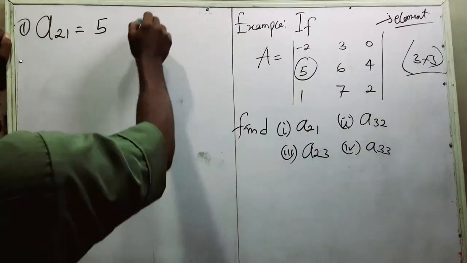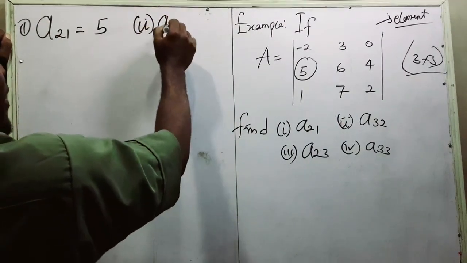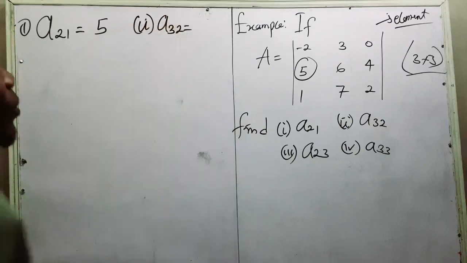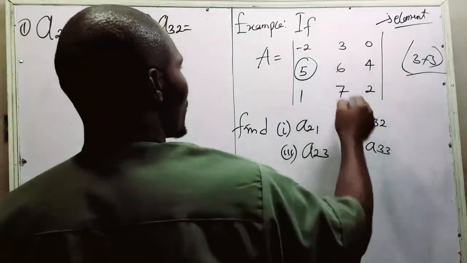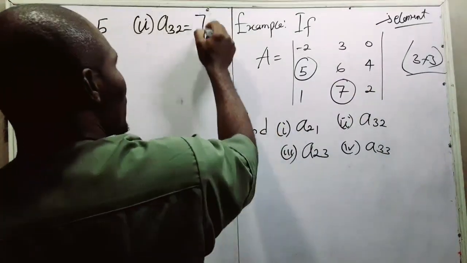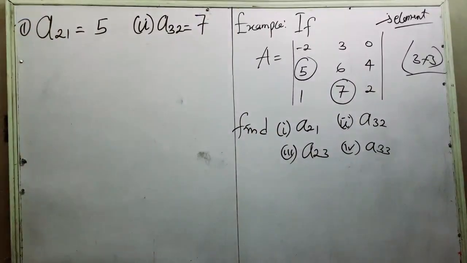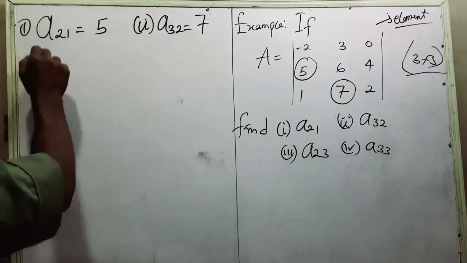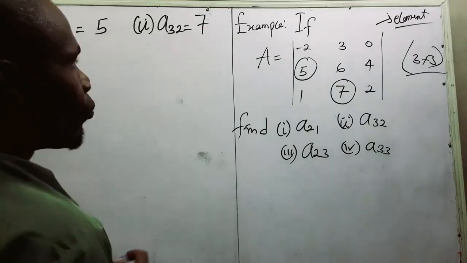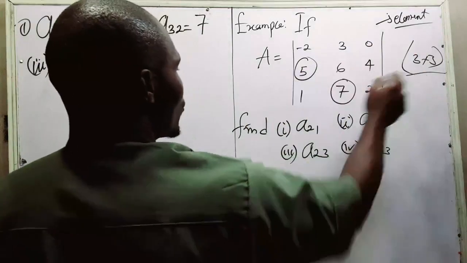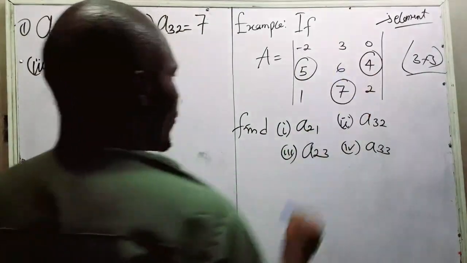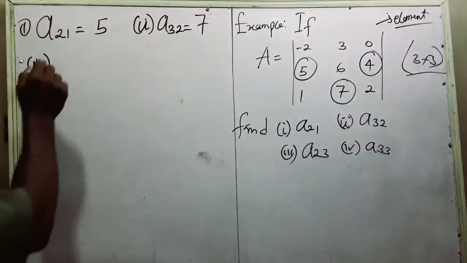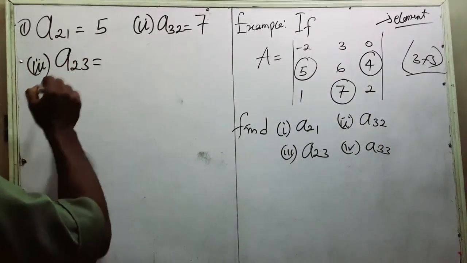The second one is A row 3 column 2. So we go there to find A row 3 column 2. Row 3 column 2 is 7. That is how it looks. So the next question, which is number 3, is A row 2 column 3. This is row 1, row 2, but column 3, 1, 2, 3 is 4.